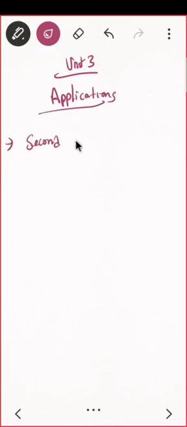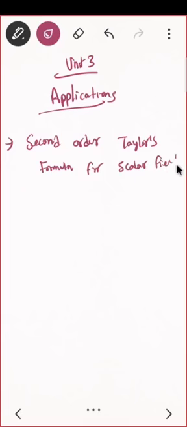Unit 3, the chapter name is application. Application of what? Of derivatives, and it is just applications. So the syllabus: the first thing is second order Taylor's formula, Taylor's formula for scalar field. See, until now whatever we have done, we did for scalar field. We used the differentiation, directional derivative, total derivative, everything was for scalar field.